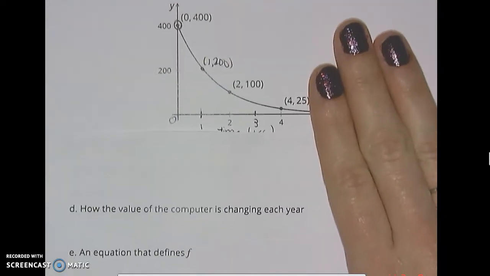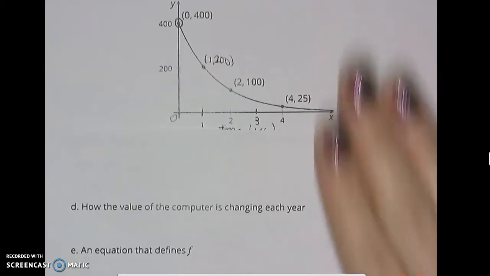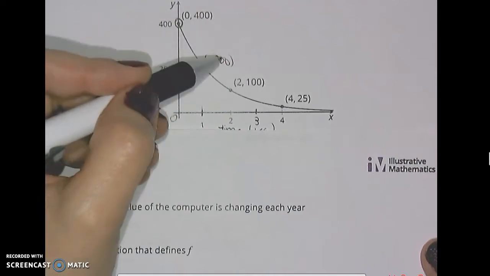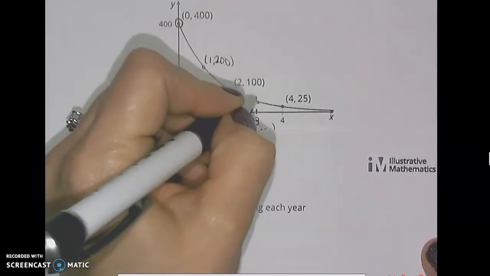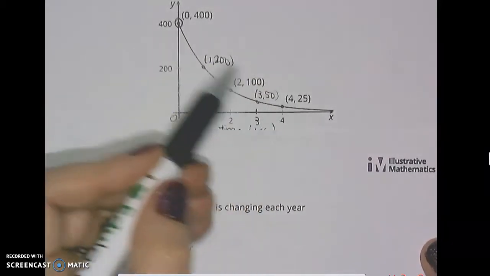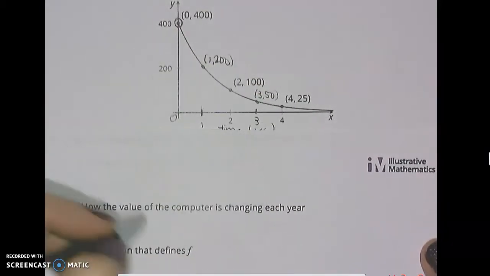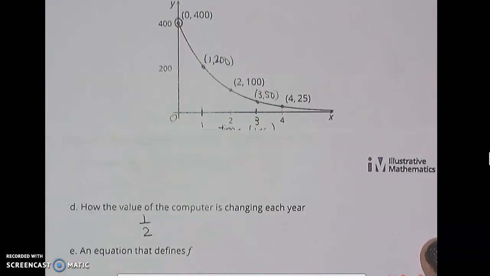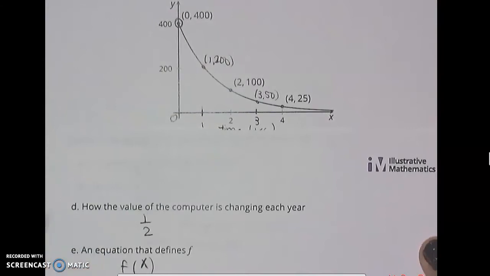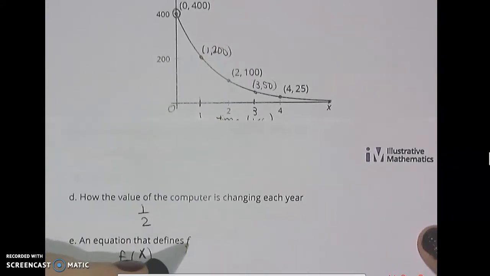So part D says, how is the value of the computer changing in each year? Well, we just discussed that, that if it's going from 400 to 200 to 100, this point here would be 350 and then 425. So we're going, it's being cut in half each time. So now let's write an equation for that. So we would have f of, I don't know, let's just say x. It could be f of x, f of n. But it does say that it needs to be f, so we do need to use f of something here.